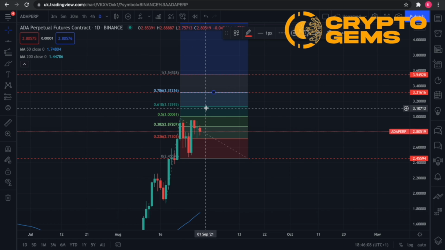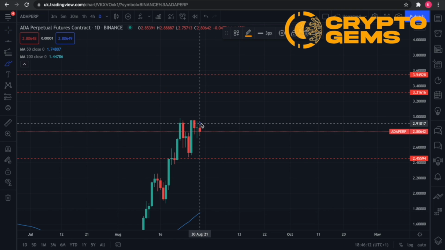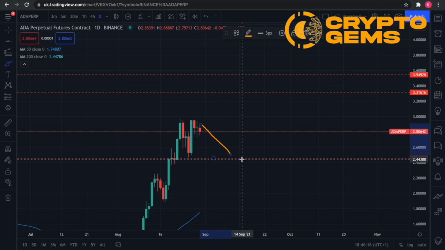So what we're expecting to see really is price to retrace, and what might happen when price retraces to this level is you might buy back in.